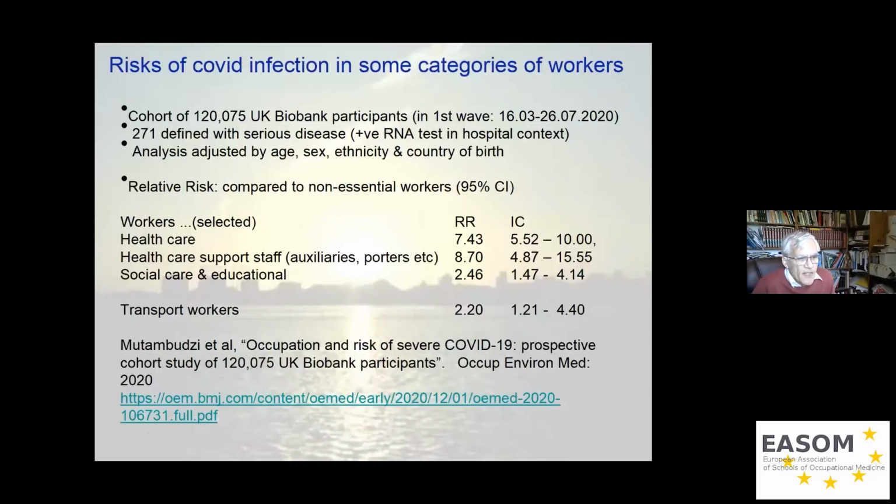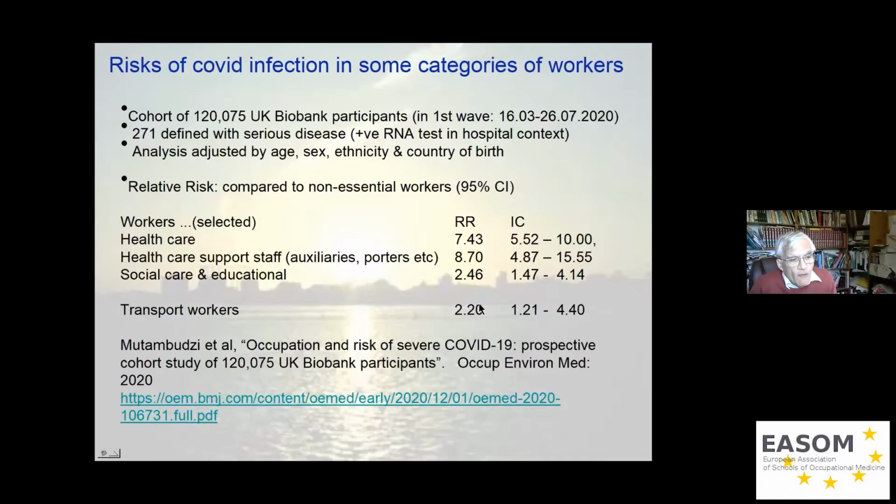For example, this is a study based in the UK, published after the first wave, a cohort of 120,000 people, so it's quite huge, with serious disease being defined as having a positive RNA test in a hospital context, with good attempts to take account of confounders. And we can see there very high relative risks of about 8 times for healthcare staff, not just the clinical staff, but even supporting staff, porters, and so on. However, it also showed increased risks in other workers, for example, more than doubling of risks in transport workers.